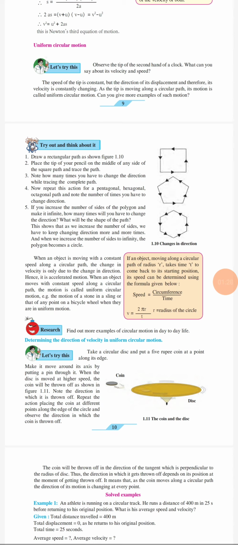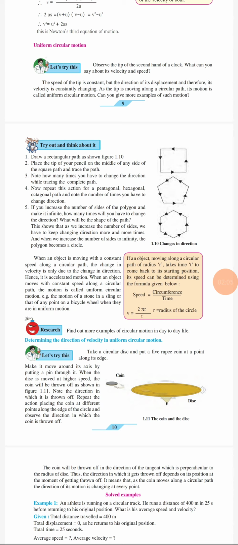Now, here is an example. The speed of the tip is constant, but the direction of the displacement, and therefore its velocity, is constantly changing. Here, look at the speed of the tip. They are giving an example: the tip of the clock hand. Its speed is constant, but the direction and displacement are changing, and the velocity is also changing. But you will observe the clock has equal displacement in equal intervals of time. We call this an example of uniform circular motion.